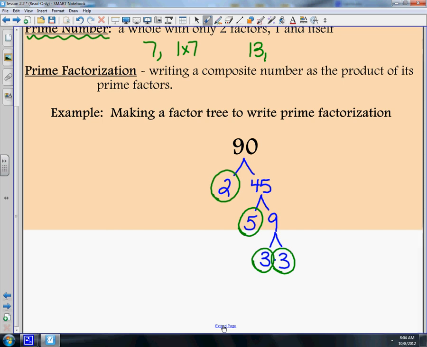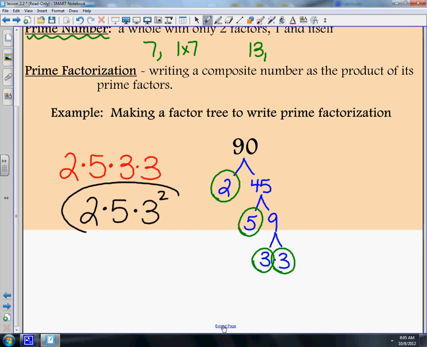So what happens is my prime factorization of 90 looks like this. 2 times 5 times 3 times 3. And instead of writing 3 twice, a lot of times people would rather write 2 times 5 times 3 squared. So this is the prime factorization of the number 90. If you took out a calculator and plugged this in, you would get 90.